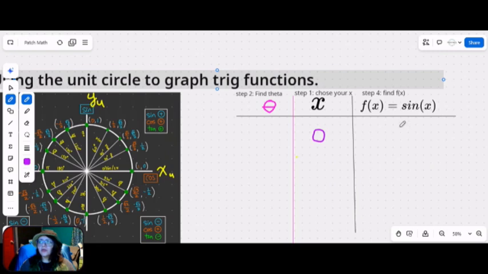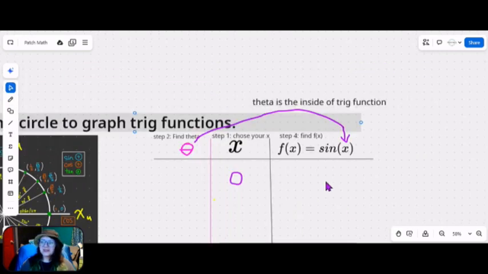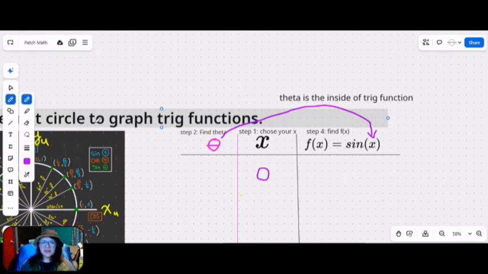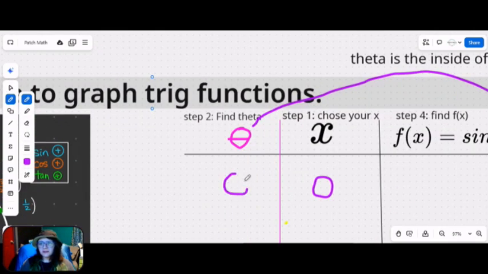Theta. Well, what's our theta here? Theta is always going to be the inside of your trig function. Well, this is going to get a little confusing on this example, but if you watch the next video, it has an example where your theta is not your x, all right? But in this scenario, theta is equal to x. Theta is always going to be whatever is on the inside of your trig function. So there's that little note. So since theta equals x, theta is 0 here.